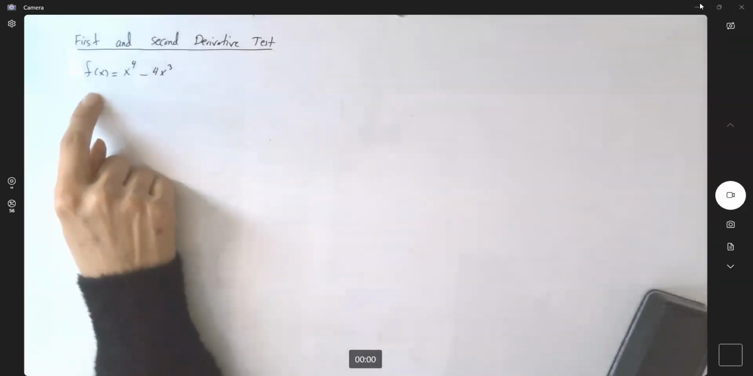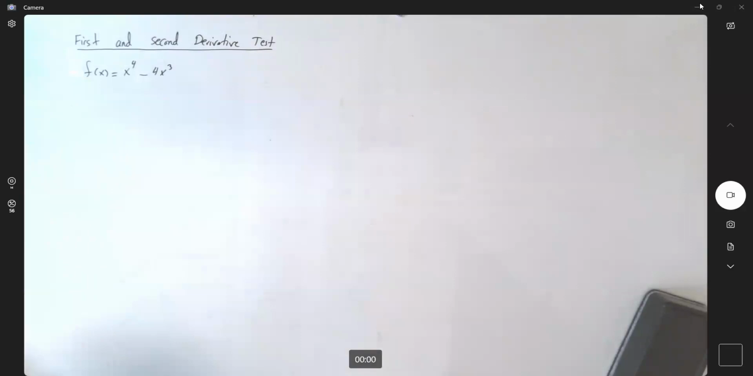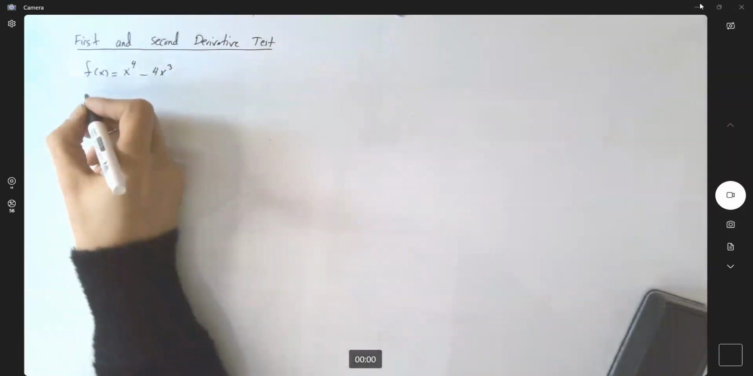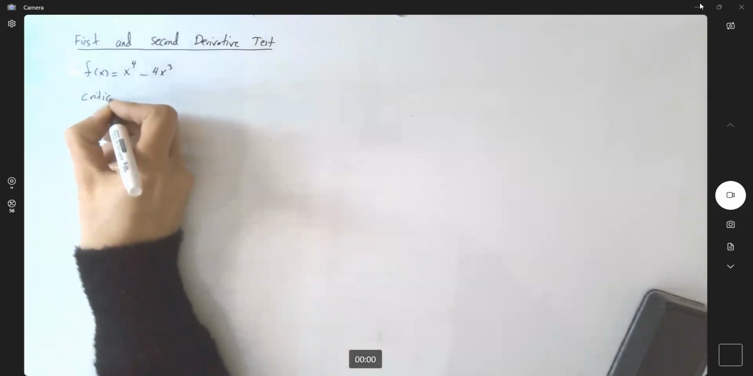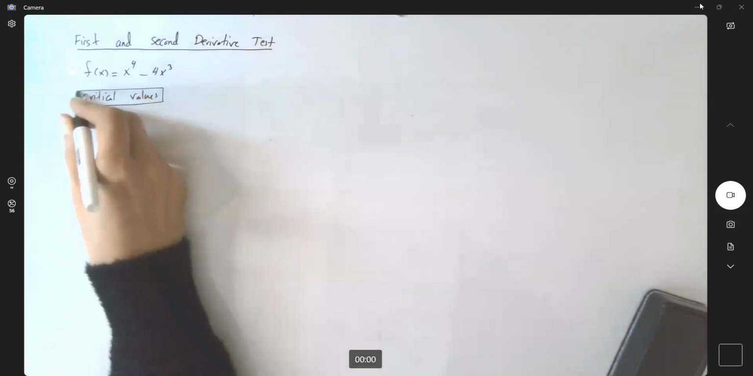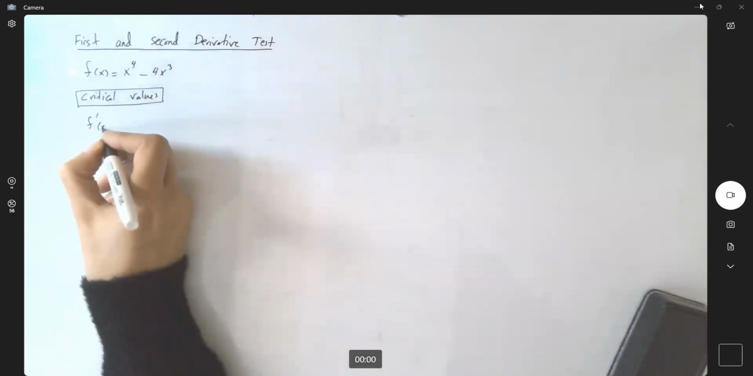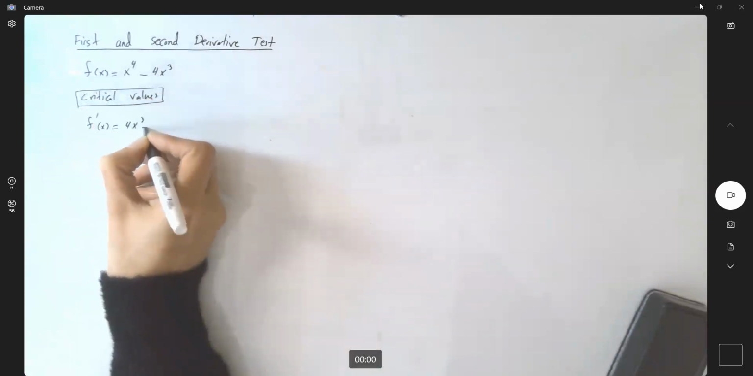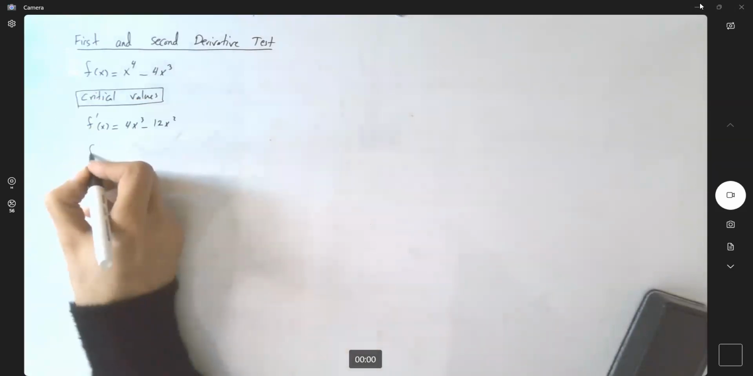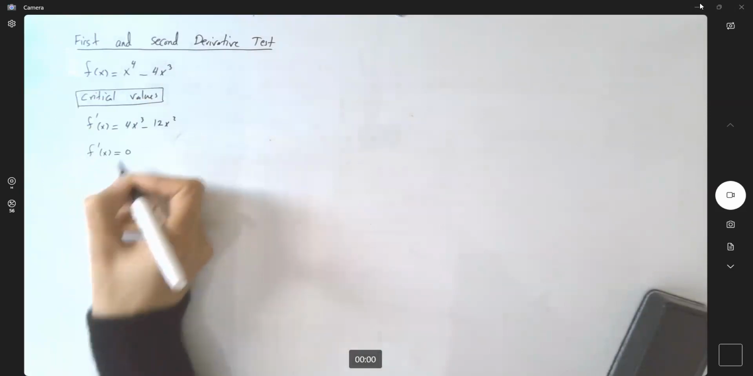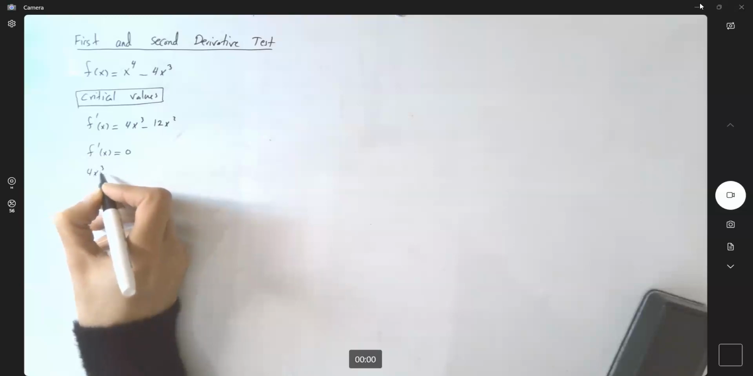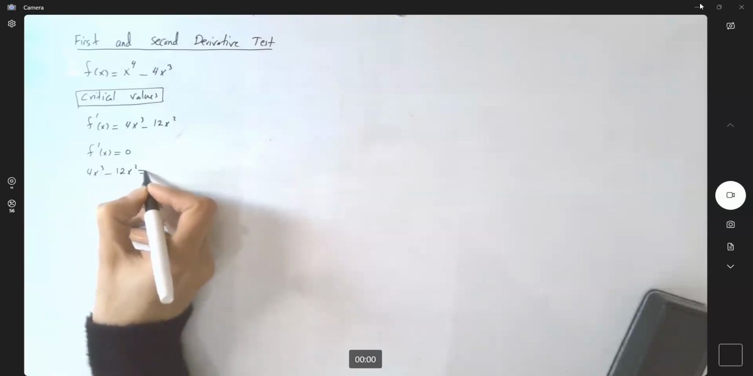Let's analyze the function x to the fourth minus 4x cubed using the first and second derivative test. First of all, find the critical values. To find critical values, we're going to find the first derivative of the function, which is 4x cubed minus 12x squared, and set it equal to 0. So 4x cubed minus 12x squared equals 0.